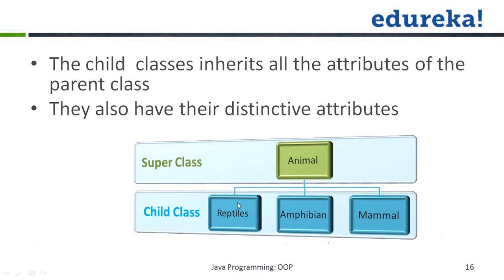So what you are doing, you are extending these classes which will inherit the properties of animals into reptiles, amphibian, and mammals. So child classes inherit all the attributes of the parent class. They also have their distinctive attributes. That means they are definitely animals. Reptile is an animal, amphibian is an animal, mammal is an animal, but they also have their distinctive features like reptiles crawl on land, amphibian live in water as well as on land, and mammal gives birth to the young ones. They do not lay eggs. So they have got different properties even though they'll be animals.